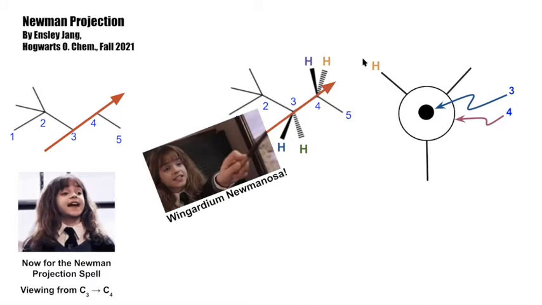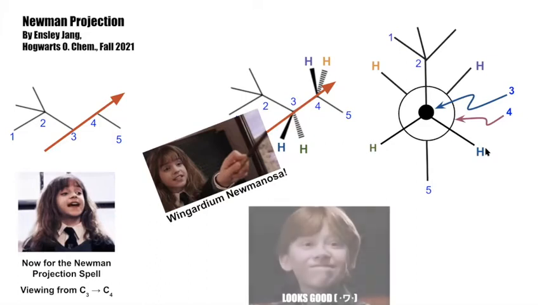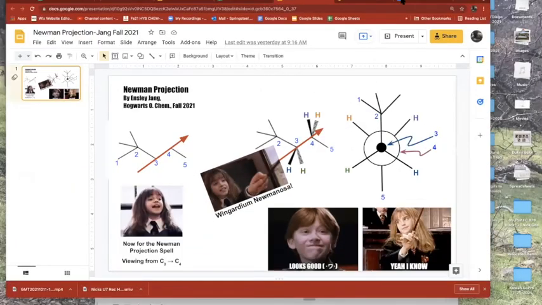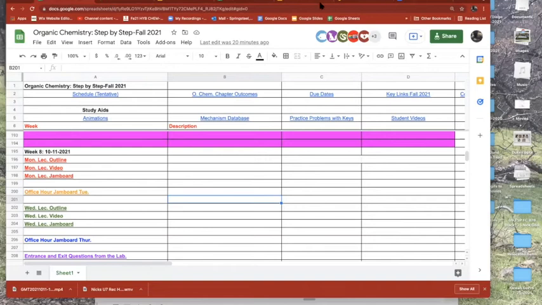orange hydrogen on 4 to the left and the blue to the right from Hermione's view. And then we've got the green and the blue. The green would be on the left for Hermione and the blue would be on the right. So there we go. And we've got the rest of the carbons up above. Looks good. Ron likes it. Yeah, I know. This is when Hermione was a know-it-all when she was younger. All right, so there we go. And there's more cool ones in there too. Check out the other ones too.